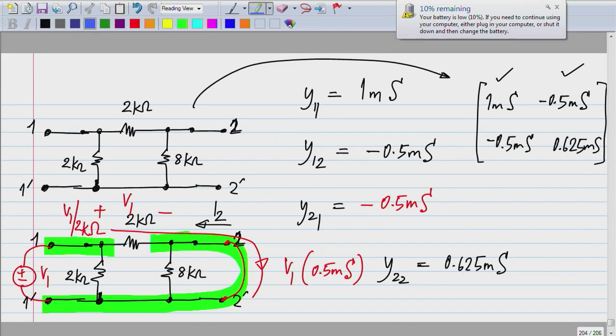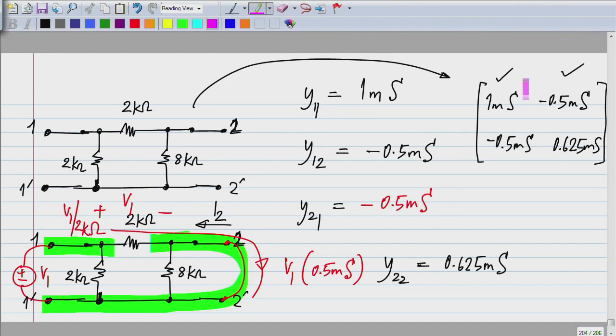Now, my question is, Y12 and Y21 came out to be exactly equal, minus 0.5 millisiemens. So, now my question is, is this a coincidence for this circuit, or what do you think it is?